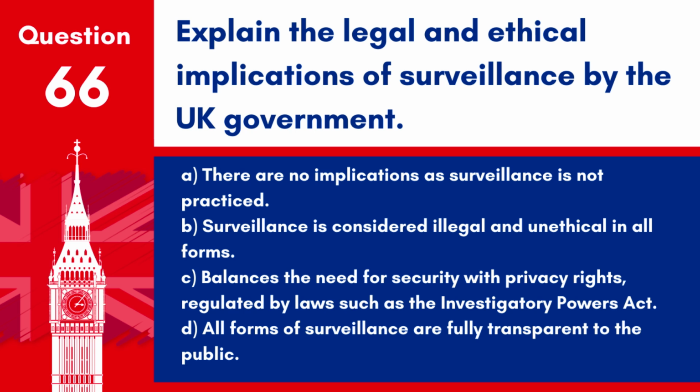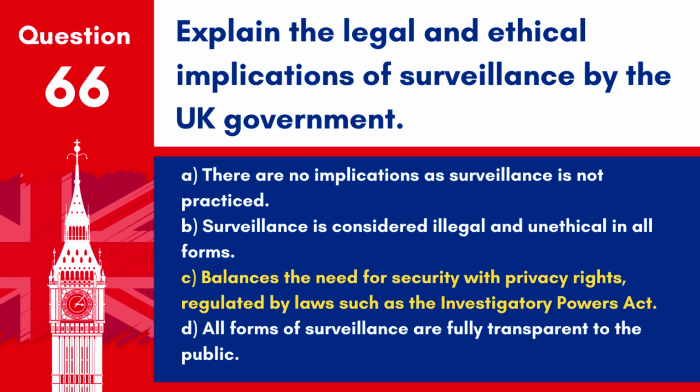Question 66. Explain the legal and ethical implications of surveillance by the UK government. A. There are no implications as surveillance is not practiced. B. Surveillance is considered illegal and unethical in all forms. C. Balances the need for security with privacy rights regulated by laws such as the Investigatory Powers Act. D. All forms of surveillance are fully transparent to the public.